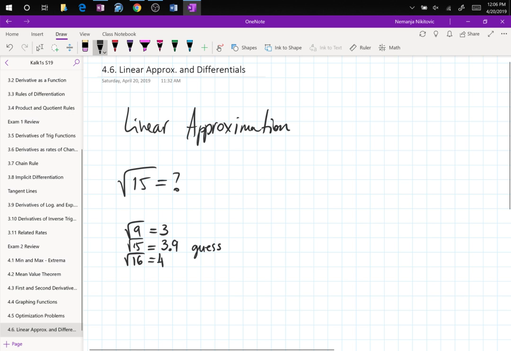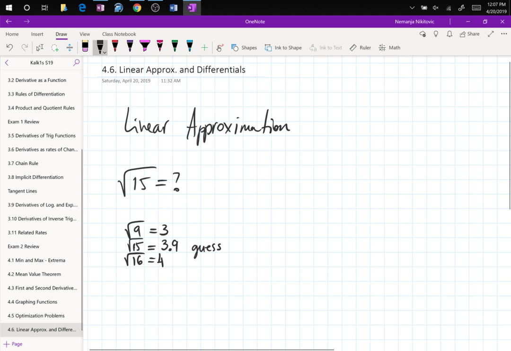And it's called an educated guess because it's obvious that if 15 falls in between 9 and 16, then 3.9 falls between 3 and 4 and much closer to 4 because 15 is much closer to 16 than to 9.